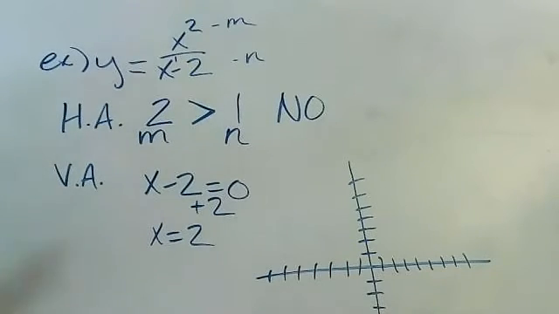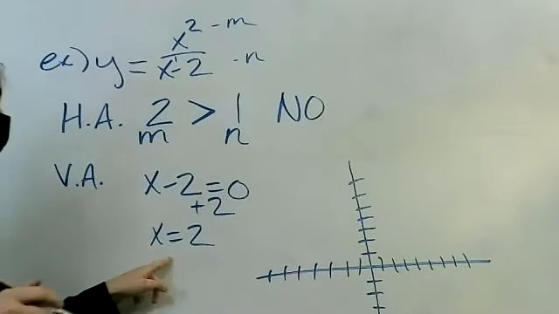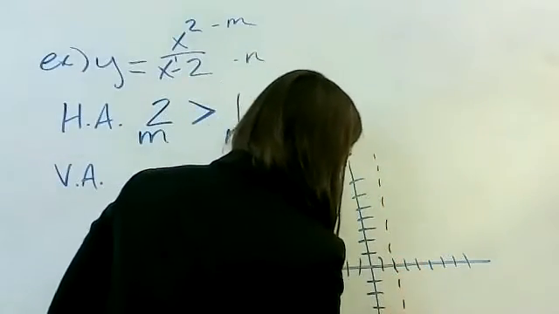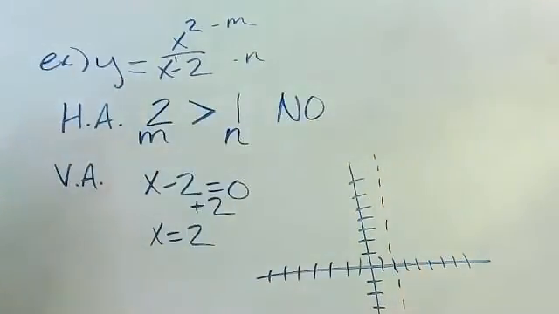Can I just rip this part off? So we have no horizontal asymptote. We don't have to draw them, right? We're good. For the vertical asymptote, we have to draw that at x equals 2. So we have our dashed line. Remember, asymptotes are dashed lines. So we only have one asymptote here.